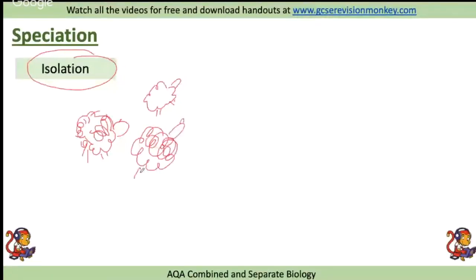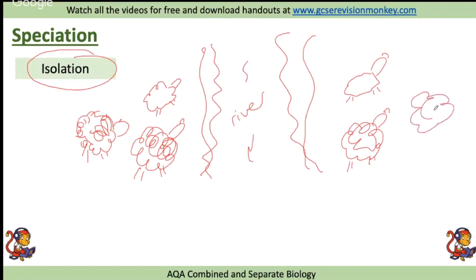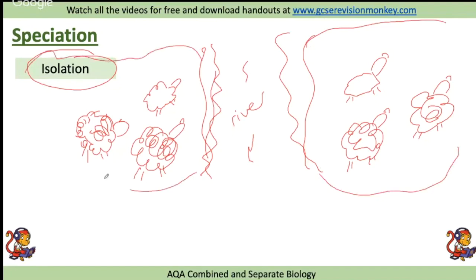If those sheep were to be separated, they could be separated by a mountain range or a river or a lake, for example. That suggests a large river became between two sheep populations. We might have one on this side, like so, and one on the other side. Now, at the moment, these sheep can still interbreed with each other and make offspring. But because of the isolation, because they can't get across the river, these might end up on two different islands and they might gradually drift away from each other.